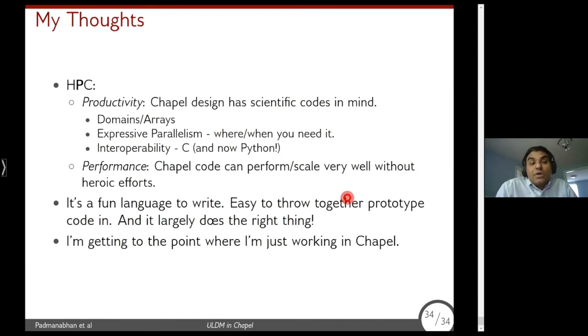So I'll end here with my final thoughts. I'm using this play on HPC, where P could be both productivity and performance. And I think Chapel now checks both boxes. It's a remarkably productive language to work in, but it's incredibly performant as well. I've been writing Chapel now for a few years. It's an incredibly fun language to write. It's very easy to throw prototype code in and it largely does the right thing. And I'm getting to the point where I'm just working in Chapel these days.